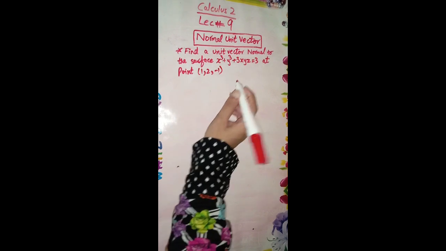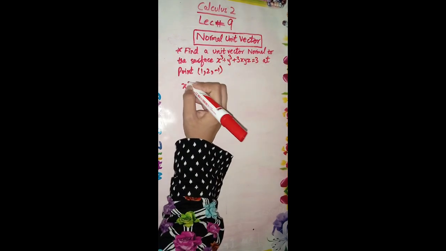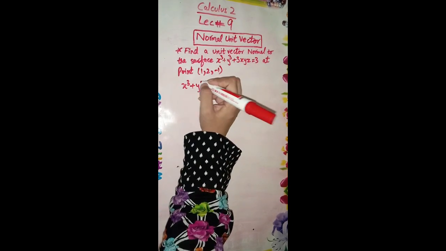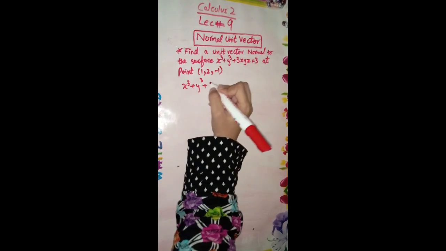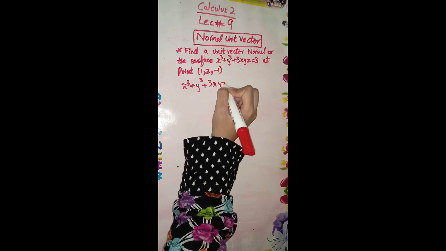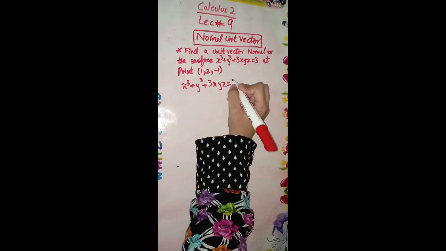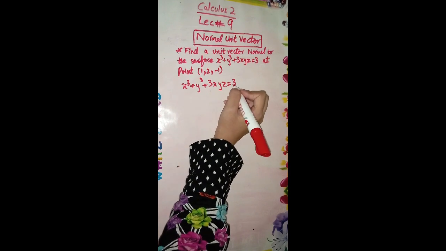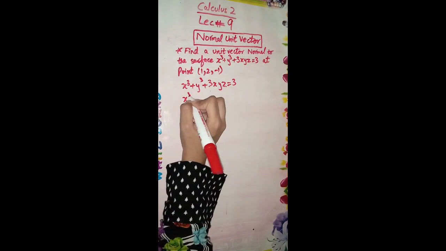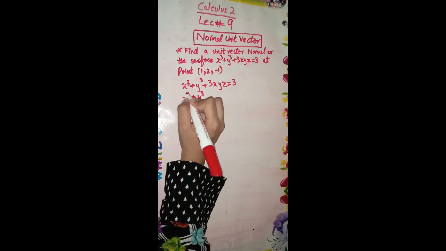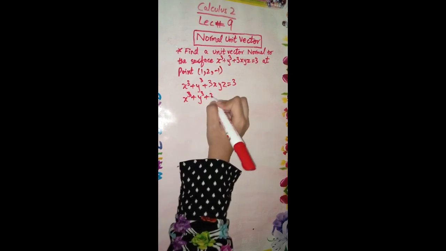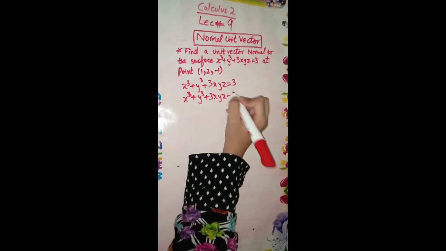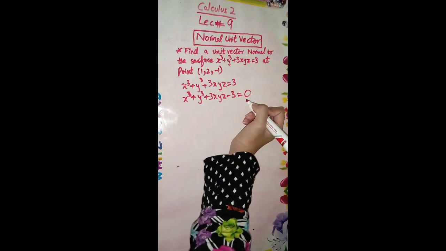So starting from our surface, x cube plus y cube plus 3xyz is equal to 3. We will take this 3 on the other side. It will be x cube plus y cube plus 3xyz minus 3 is equal to 0.